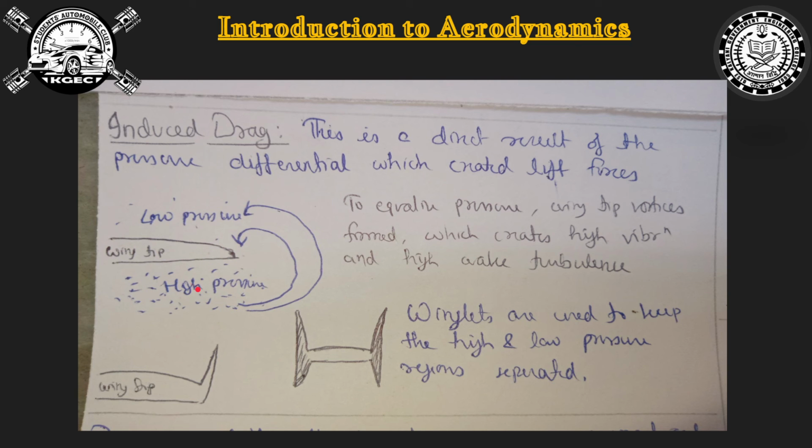So the air particles do not want to remain segregated like this. They want to reach an equilibrium state, or neutralize. So what they do is that they can't move right here. This pressure difference creates the lift force, and they want to neutralize it. So they curl around the wing. The high pressure air particles here would curl around the wing and move in this direction. This creates high turbulence and high vibrations. Okay, this is also not very favorable for us.